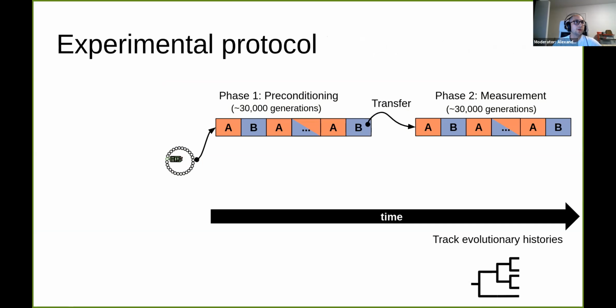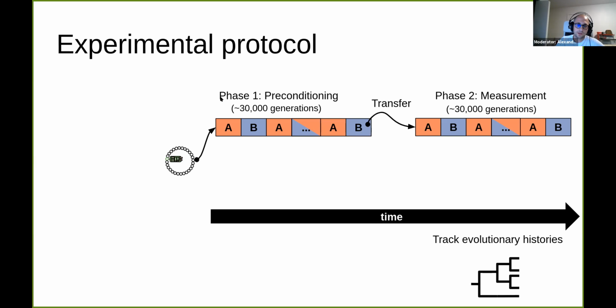To investigate the evolutionary consequences of phenotypic plasticity, we set up this two-phase experiment where we seed populations with that default self-replicator, capable of no functions or regulation or anything like that. We evolve these populations for approximately 30,000 generations in a fluctuating environment, fluctuating between A and B. We're calling this the preconditioning phase. This is just giving populations a chance to adapt to this fluctuating environment.